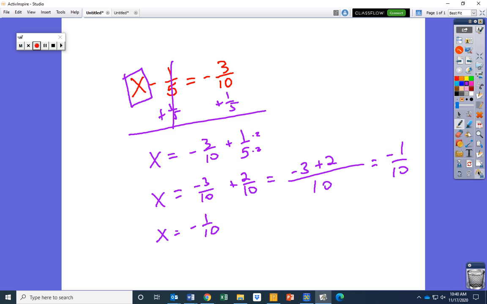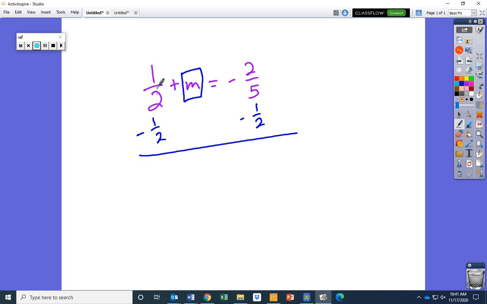Now, what would be different if it was flipped around? Let's say I had something like this. Let's say I had 1/2 plus m equals, let's say, negative 2/5. Now, do you think that this changes anything? It doesn't change anything. I'm still going to put that m inside of a box. Okay? Now, this half right here, this doesn't really matter. But this half, is this a positive half or a negative half? Positive half. So what am I going to do to make that nothing? I want it to be gone. I'm going to take away half, and I'm going to do what over here? Take away half. So these do what? They cancel, and then I have m.